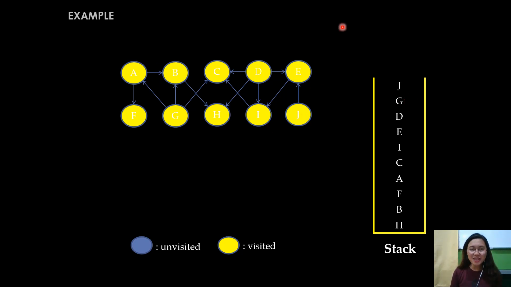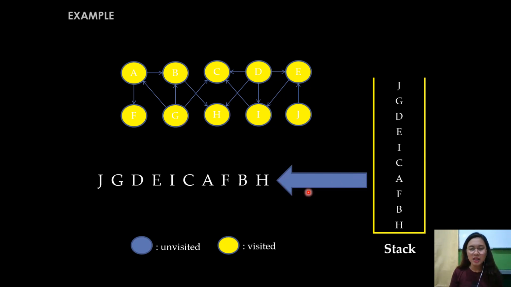Since all the vertices of the graph are already visited, now it's time to print the content of our stack. Which, it must be printed like this. So this is how our topological ordering will be for this graph. So we have J, G, D, E, I, C, A, F, B, and H.